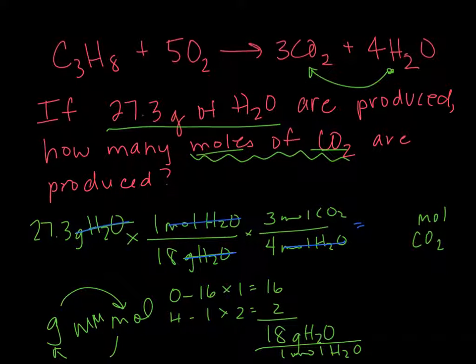So what I end up getting is 1.125 or 1.13. And I did that by taking 27.3 divided by 18 times 3 divided by 4.